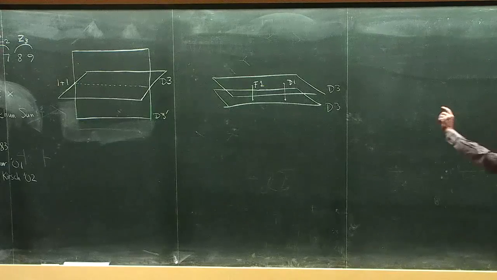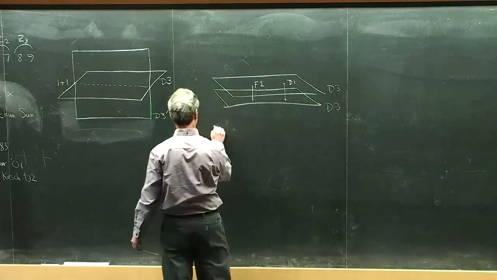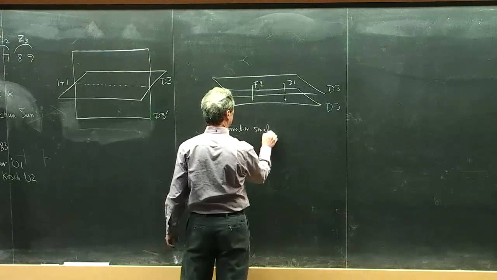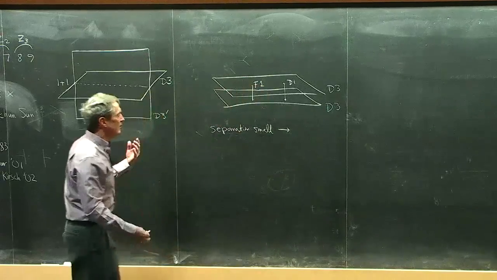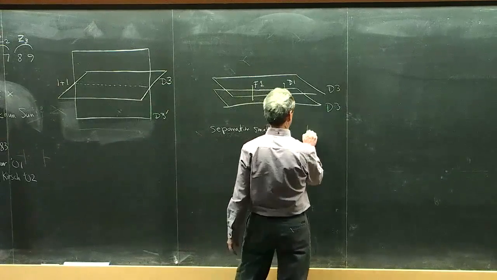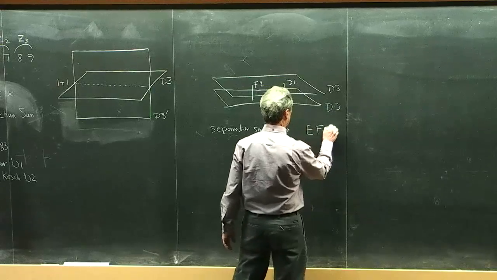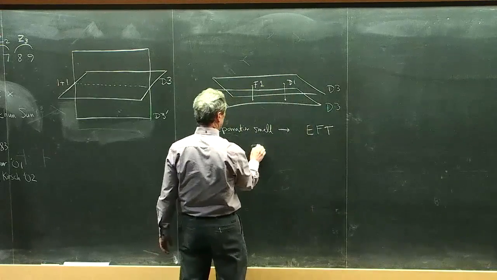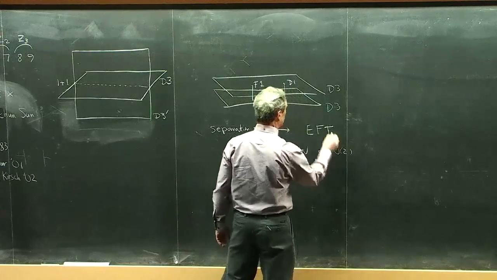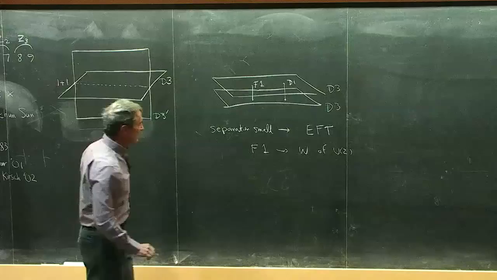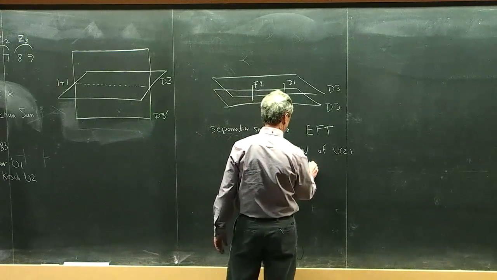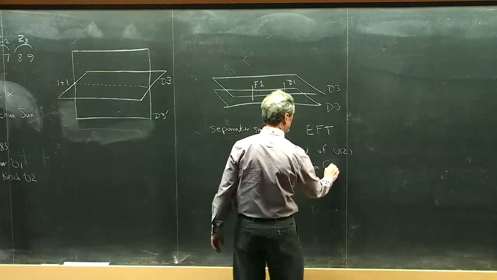And now if we take the separation to be very small, both of these states will become arbitrarily light compared to the string scale, and so we should be able to describe them in an effective field theory. And of course, we know how this works. The F strings become the W bosons of U2, the gauge group. And the D string becomes a soliton in the same gauge theory. It becomes a magnetic monopole.